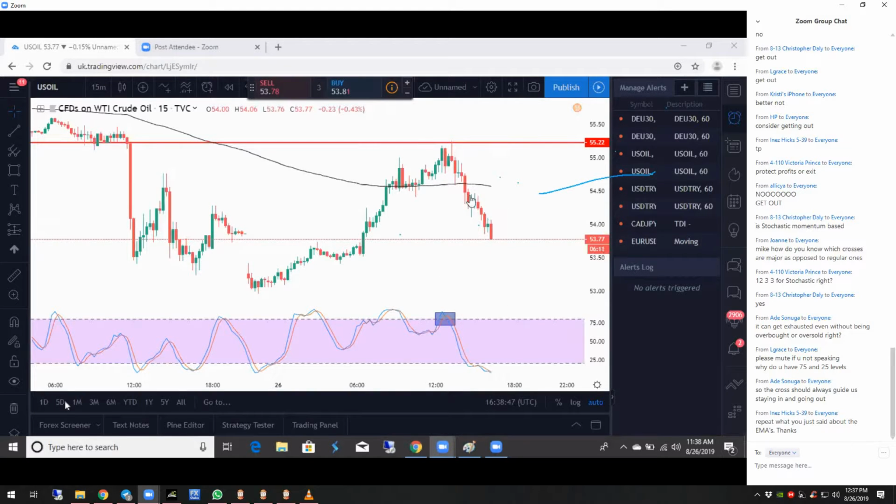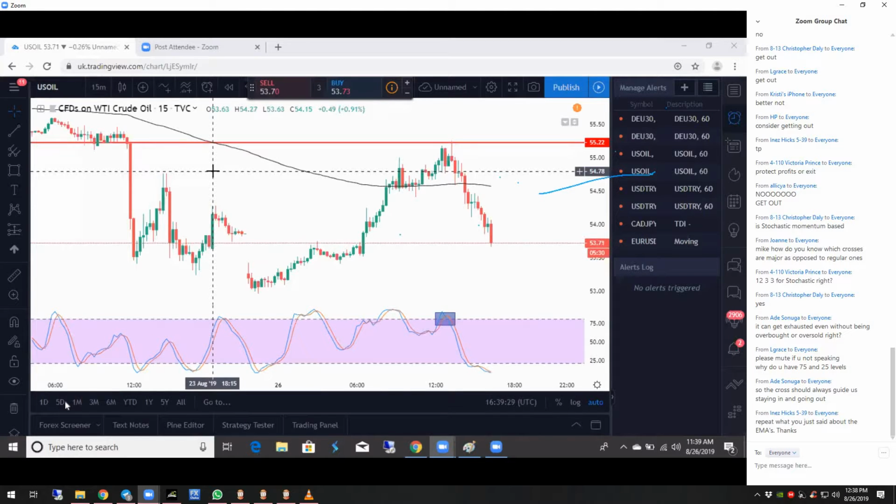Like I was saying, pretty much you can look at your major areas. That goes with the question she asked, which crosses are major as opposed to regular ones. Like I was telling them, you can look at your major areas, like your 800 EMA and your 200 EMA, and look at rejections off of them. Because nine times out of ten, when you get rejections off that 800 or that 200 EMA, that always signifies a reversal, unless they break it.